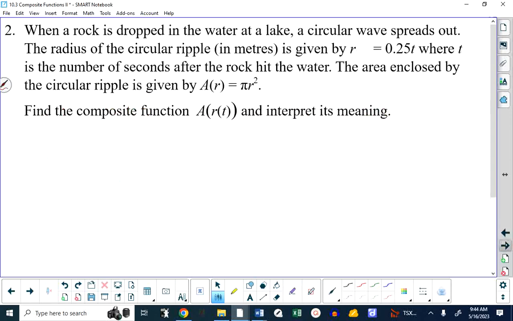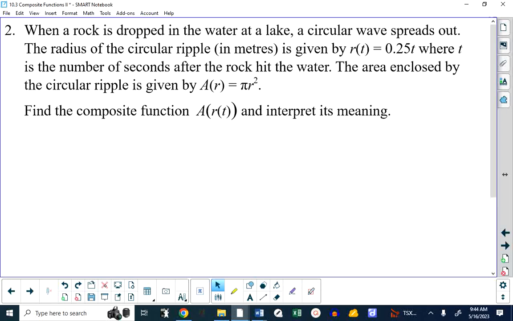Let's take a look at number 2. When a rock is dropped in water at a lake, a circular wave spreads out. The radius of the circle is given by 0.25 t, where t is the time in seconds.